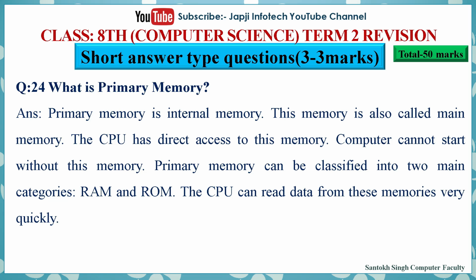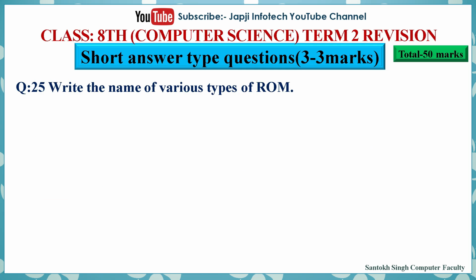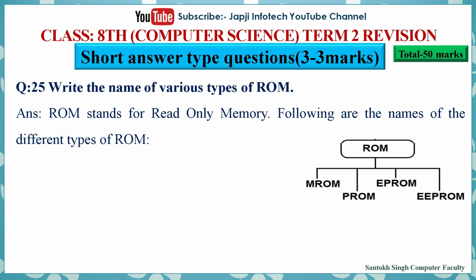The CPU has direct access to this memory. Computer cannot start without this memory. Primary memory can be classified into 2 main categories. The first one is ROM and second one is RAM. The CPU can read data from these memories very quickly. 25th one is, write the name of various types of ROM, and the answer is, ROM stands for read-only memory.